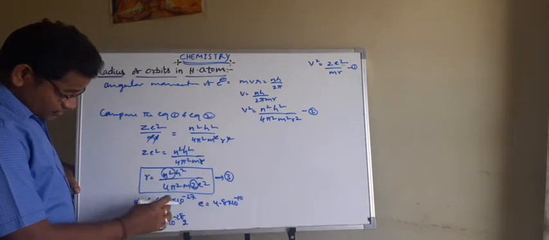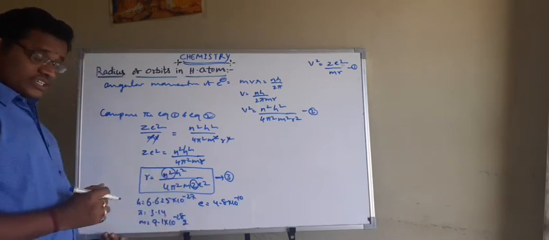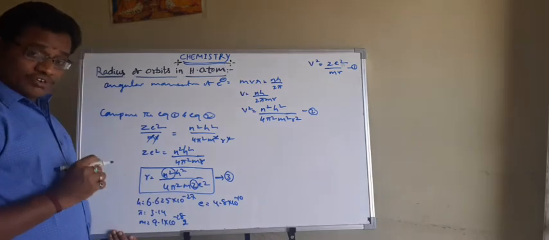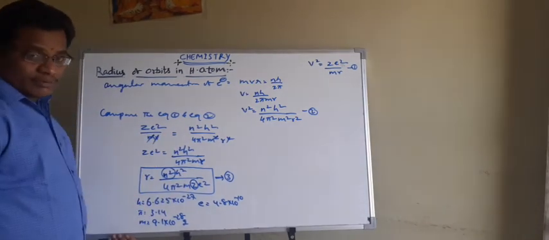Then substitute these values in this equation except the n value and z value. The remaining values we have to substitute in this equation. Why do we take the n value and z value as exceptions? Because n is the number of the orbit, and z is the atomic number of the element.